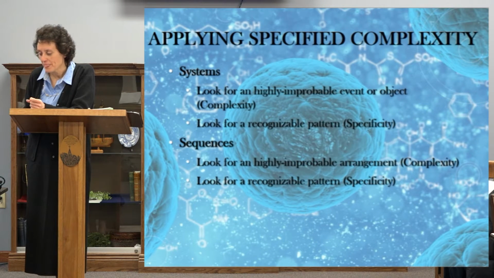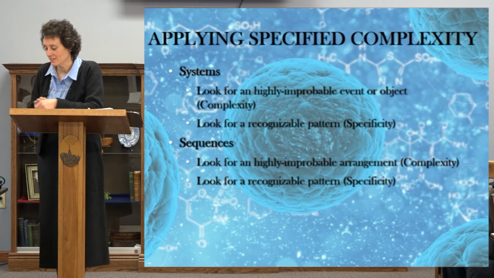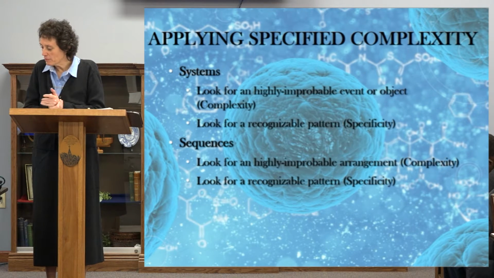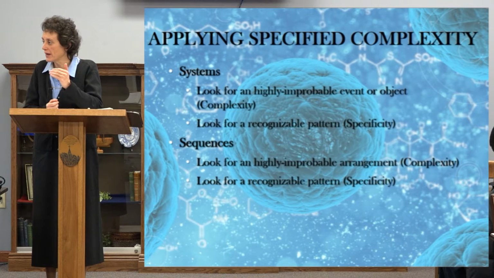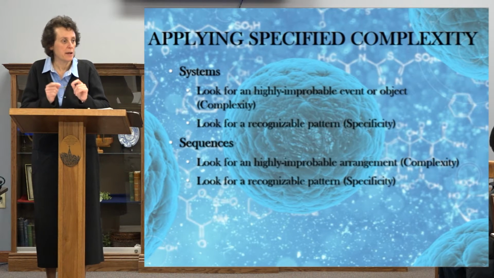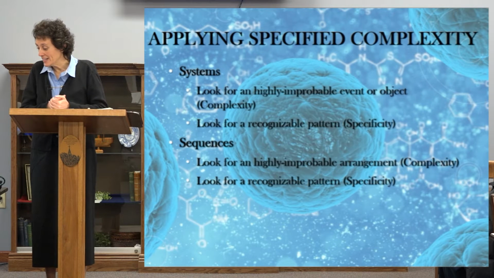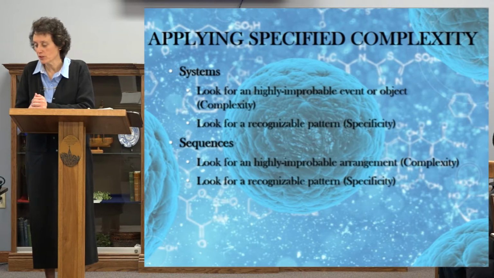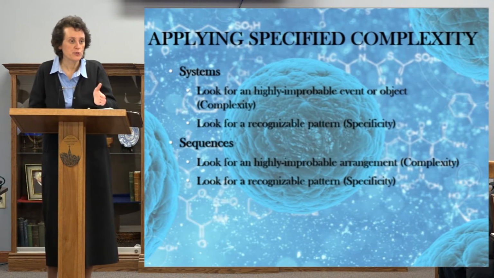Okay, so let's apply specified complexity. We can apply it to systems. We just did with the pottery and the arrowhead. We'll look for a highly improbable event or object and a recognizable pattern. There they are. Complexity followed by specificity, the specified complexity argument. We can apply it to sequences. We can look for a highly improbable arrangement. What's that? Complexity. And of course, we're going to look for a recognizable pattern.